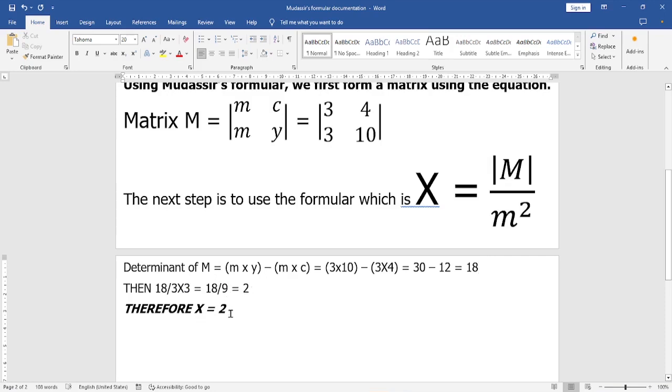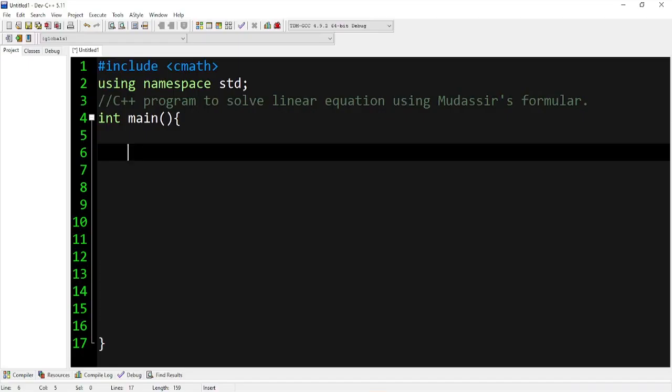So this is my formula, and this is how my formula uses a matrix to solve a linear equation. Now, the next thing to do is to go to our compiler and see how we're going to manipulate this formula and solve it. In our compiler, the equation is going to be simpler than you see it here. So let's enter.